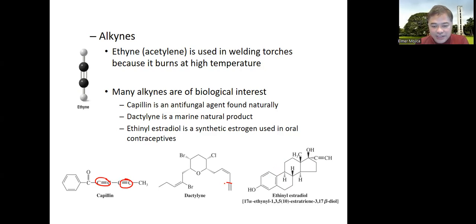Okay. Now, another example that we have here like this, the propylene, it is an antifungal agent. And then the ductylene, that's a marine natural product. And this one that you use as your contraceptive, ethinyl estradiol, they all have an alkyne. So sometimes the terminal alkyne, okay, so this is a terminal alkyne. This is another type of alkyne.